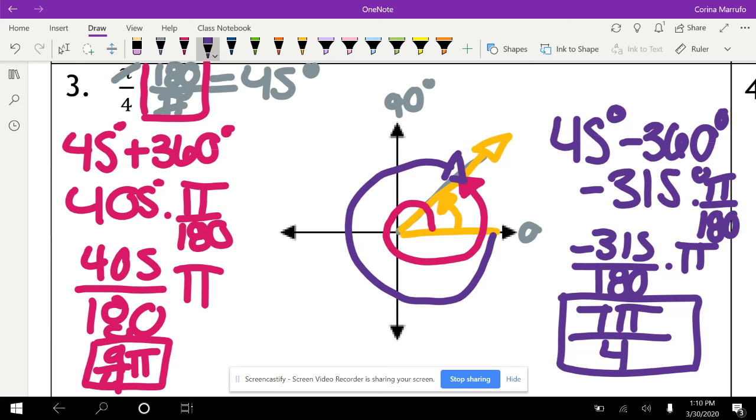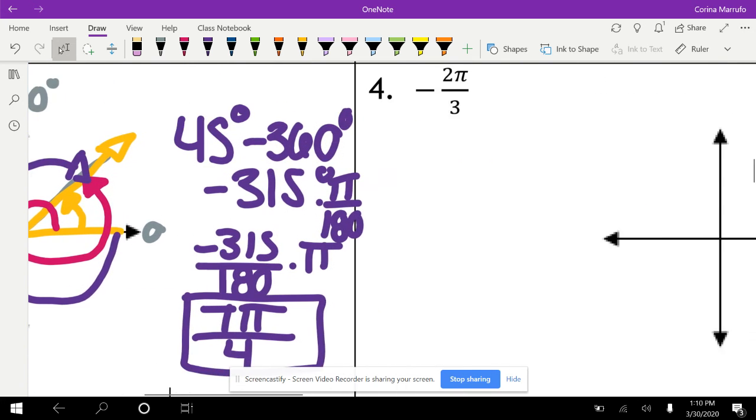Okay, so if it's a little bit easier for you to work with the degrees, that's fine, but make sure at the end you do change your answer back into radians. So let's try the next one.